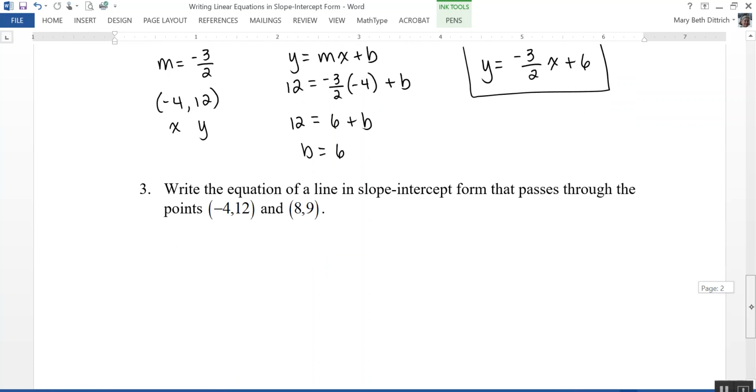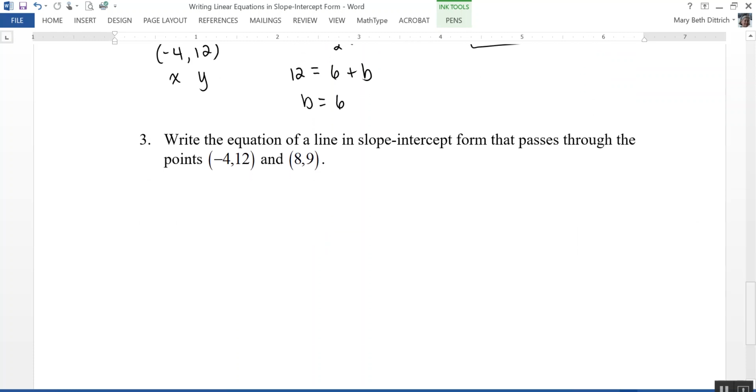And the last practice problem gives me 2 points. It says write the equation of a line in slope-intercept form that passes through the points (-4, 12) and (8, 9). In this case, I don't have the slope or the y-intercept, but I can find the slope by doing 9 minus 12 over 8 minus a negative 4. So that's going to give me negative 3 over 12. Reducing that gives me a slope of negative 1/4.